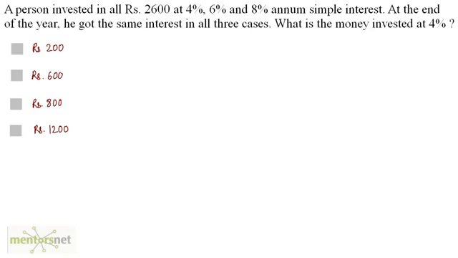A person invested in all rupees 2,600 at 4%, 6% and 8% per annum simple interest. At the end of the year, he got the same interest in all three cases. What is the money invested at 4%?